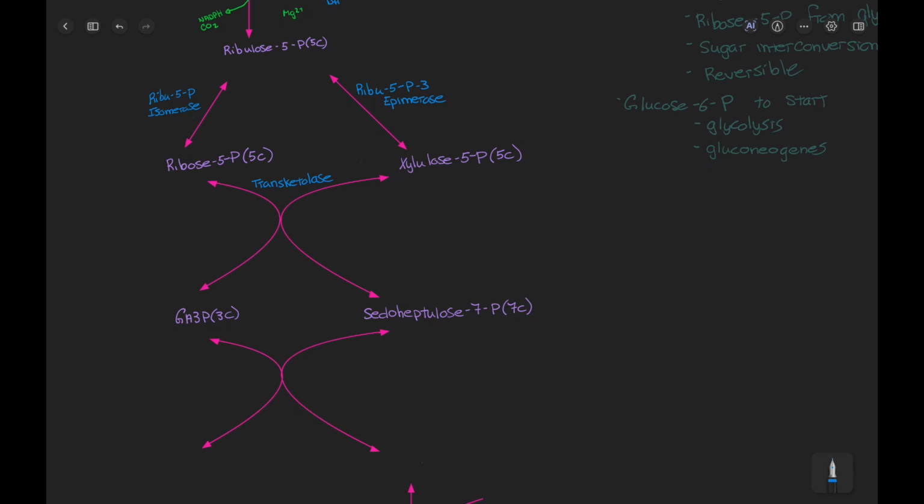So our transketolase is the enzyme transferring that 2-carbon unit from a ketose donor to an aldose acceptor. This transketolase will need thiamine pyrophosphate, or TPP, as an essential cofactor for this reaction to occur.